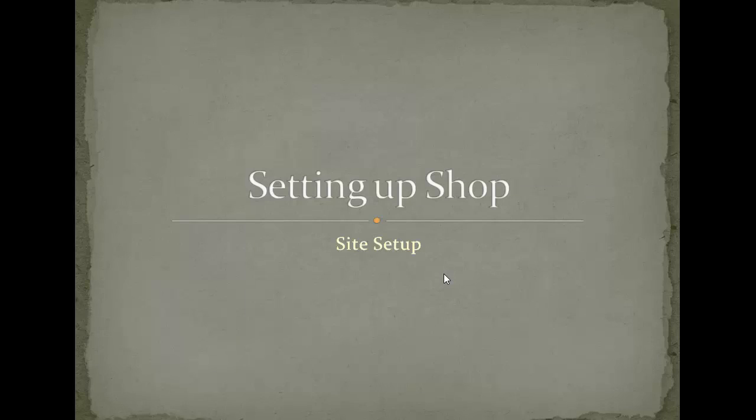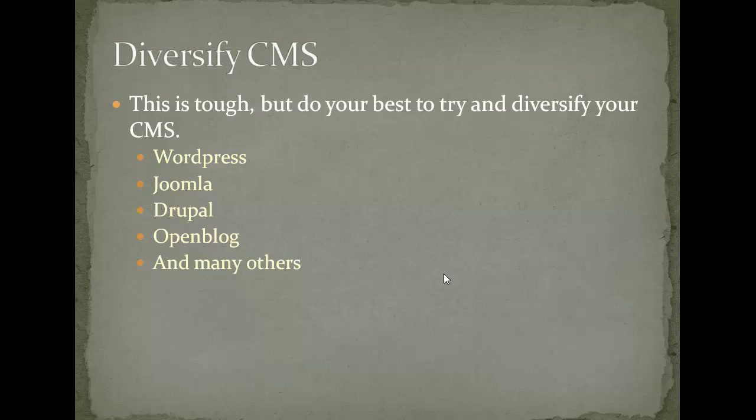In this video I want to cover the second part of how to set up your website, and exactly how to set up your website in a way that it leaves no footprint with Google and doesn't raise any red flags. So first of all, you want to diversify the CMS. CMS stands for Content Management Systems. You don't really need to know that, but examples of CMS are WordPress, Joomla, Drupal, OpenBlog, and many others.